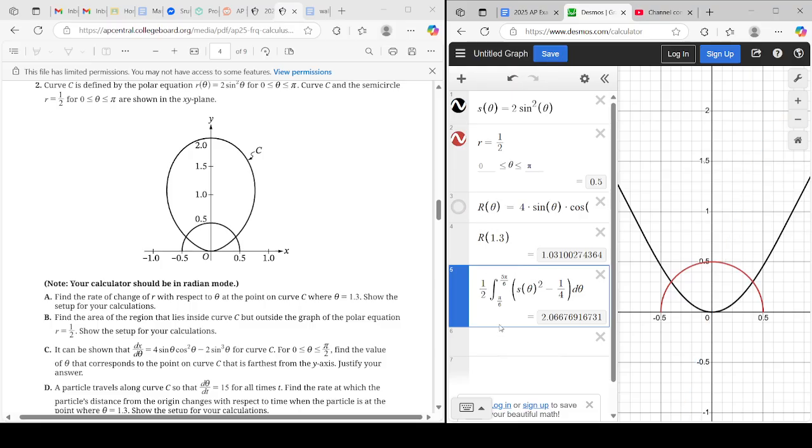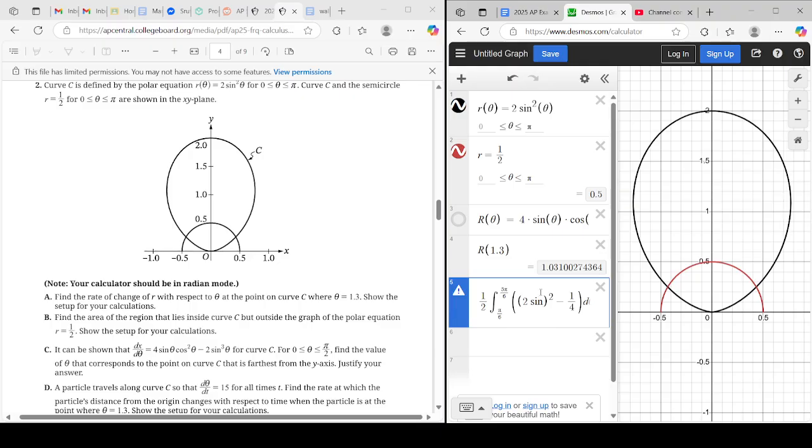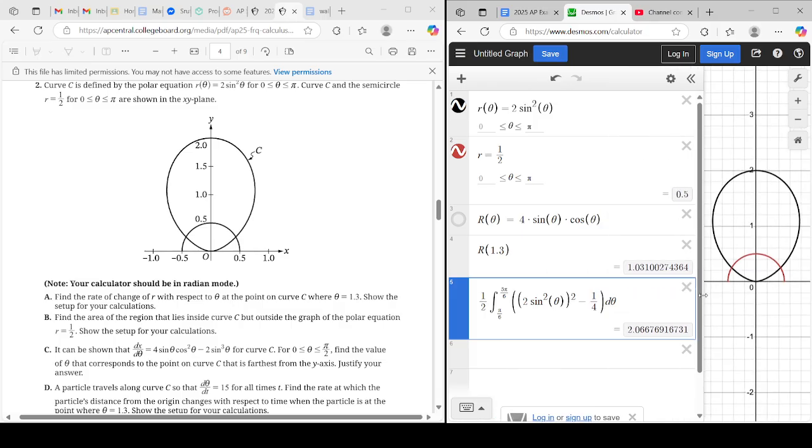Yeah, we're just going to say 2 sine squared of theta, and we still got our answer back. So I'm going to copy paste the setup.